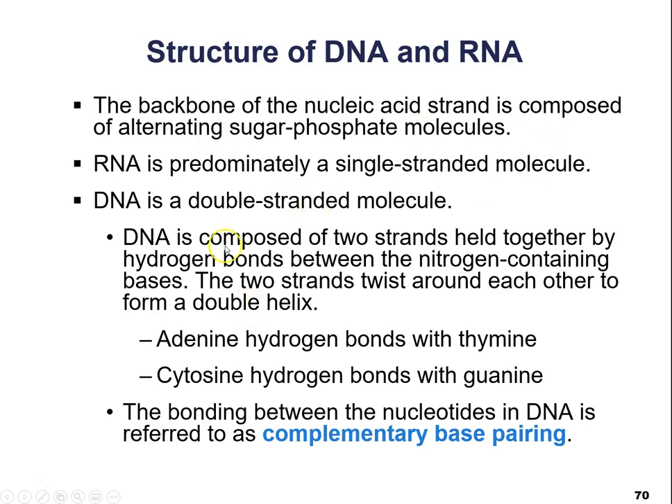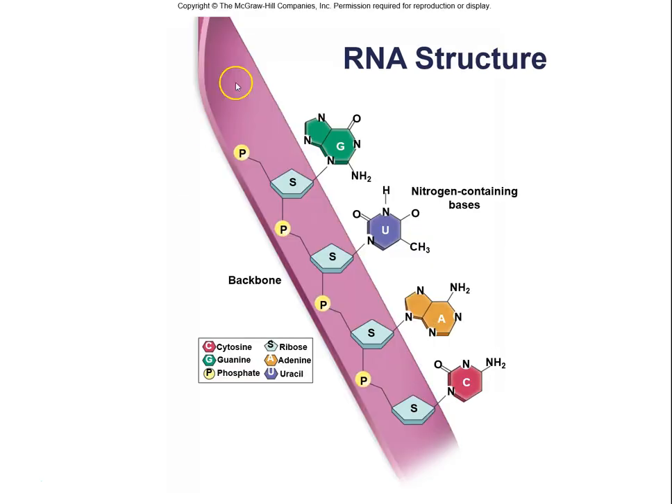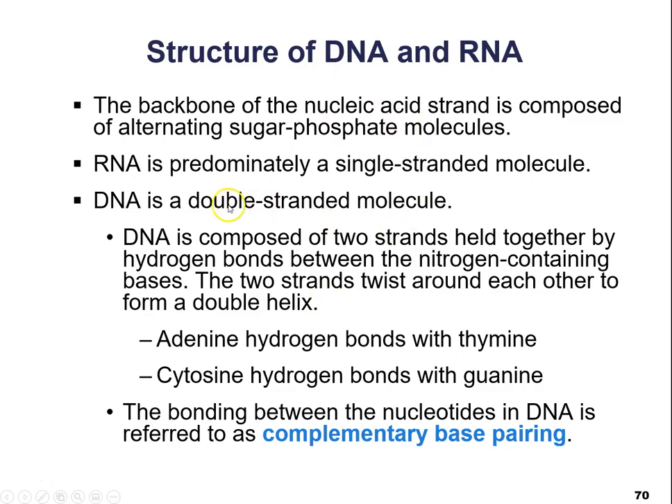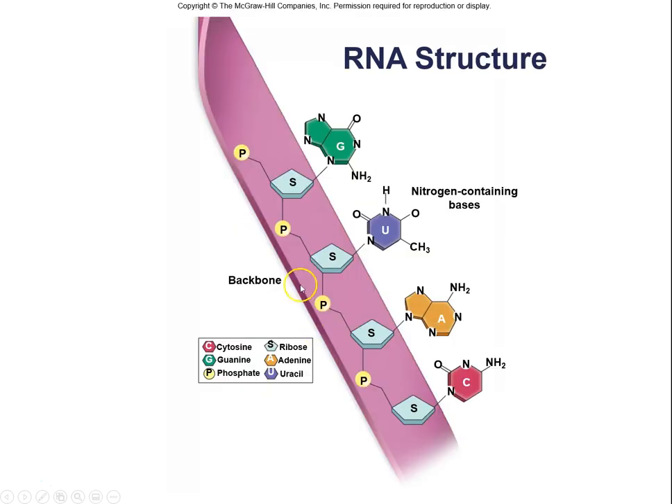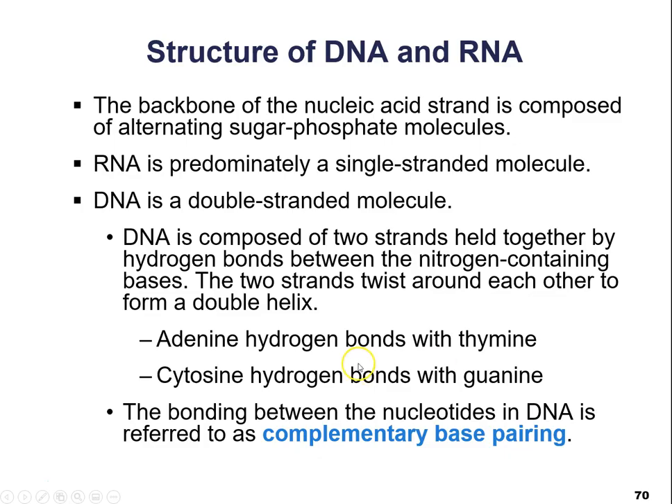So let me just go back here in terms of the structure a little bit more. I probably said most of these before. If you talk about the backbone of the nucleic acid, it's alternating phosphate and sugar molecules, a sugar phosphate backbone. RNA is single-stranded, DNA is double-stranded. You can see here in RNA, single-stranded, the nitrogenous bases facing in towards the center. It says DNA is composed of two strands held together by hydrogen bonds between the nitrogen-containing bases, and those two strands will twist around each other to form a double helix.